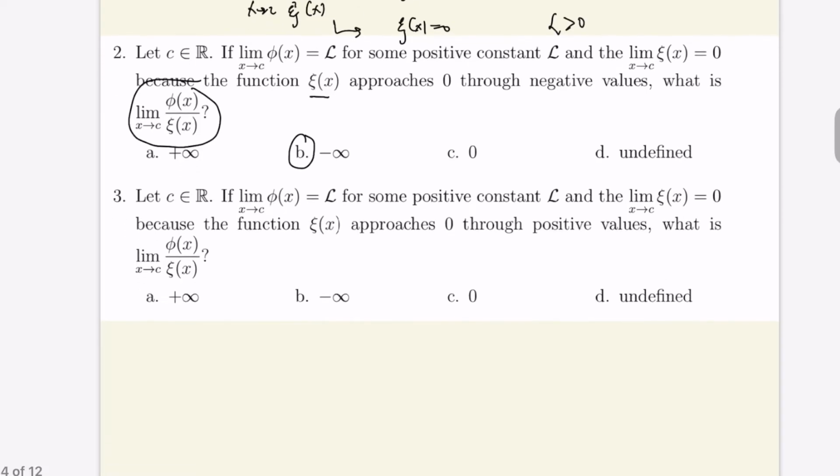Number 3, let's see in R, and if the limit of phi of x is this one, L, for some positive constant. So parang pareho ng number 2, no? And the limit, this one, is 0 because the function approaches 0 through positive values. What is then? So ibig sabihin, ang mangyayari dito, eto siya is positive, and then this approaches 0 through positive values. So, ibig sabihin, this is positive infinity.